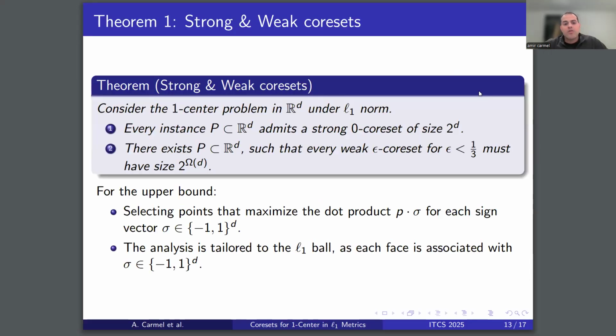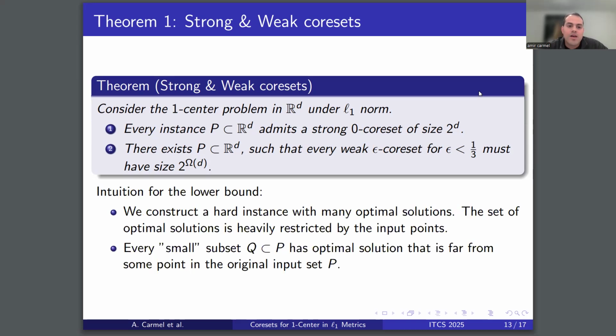Okay, well, for the strong coresets, we show that by selecting points that maximize the dot products for every sign vector, if we take these sets of points, this is a strong zero coreset. And the analysis is tailored to the L1 ball, because in the L1 ball, each face of the L1 ball is associated with one of the 2^d sign vectors. So we managed to analyze it by selecting just those points, and we get a strong zero coreset.